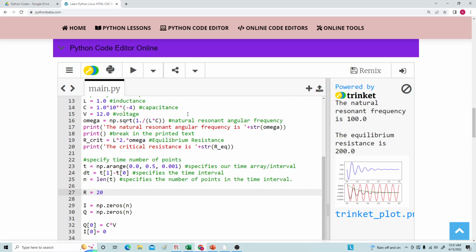So this is going to be my resistance. And this is going to be the array for my current and charge. And this specifies the initial value for your charge. And this specifies the initial value for current.